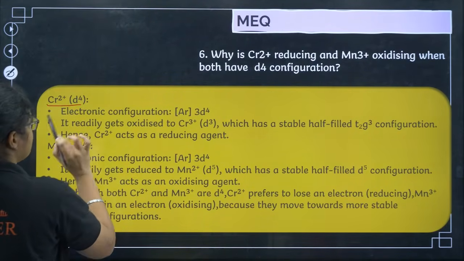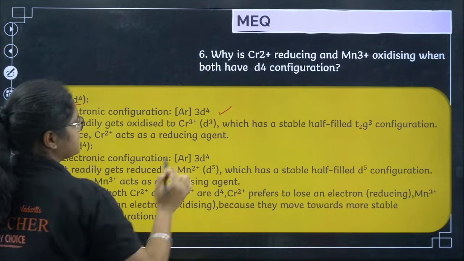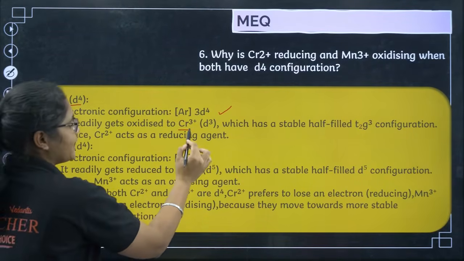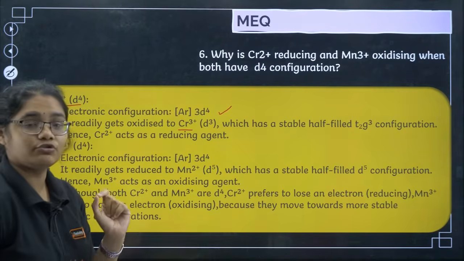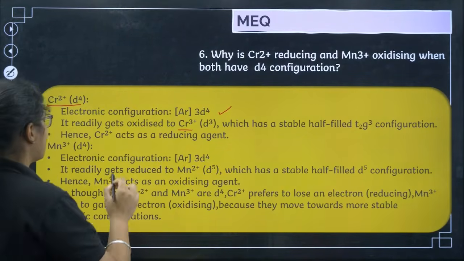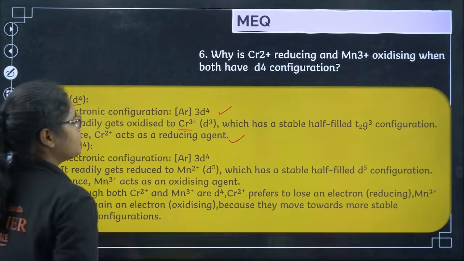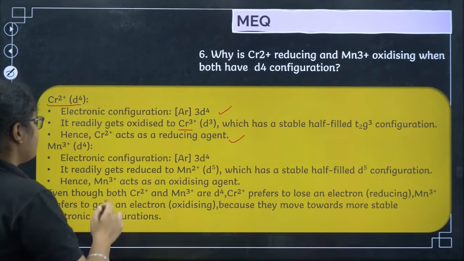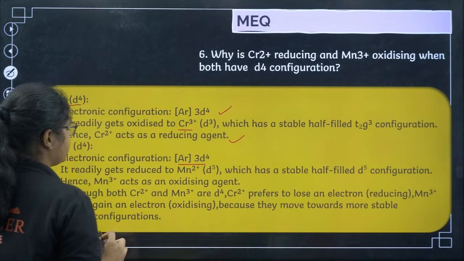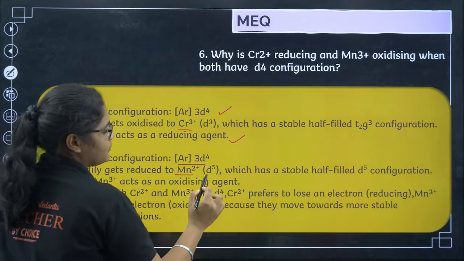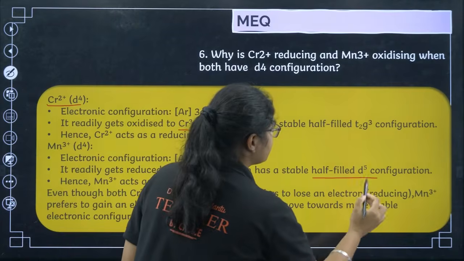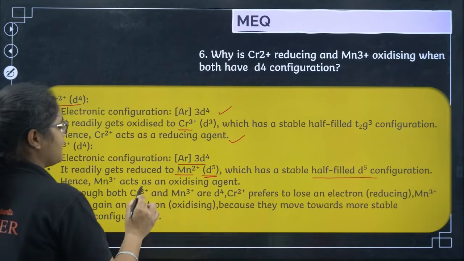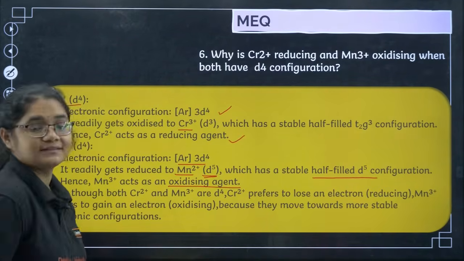See, Cr2+ has d4 electronic configuration. It readily gets oxidized to Cr3+, d3, which has a stable half-filled t2g3 configuration. So that is why Cr2+ can act as a reducing agent. Compared to that, Mn3+ has a d4 configuration, and it readily gets reduced to Mn2+ because it gets a d5 configuration, which is more stable due to its half-filled nature. So that is why Mn3+ acts as an oxidizing agent.